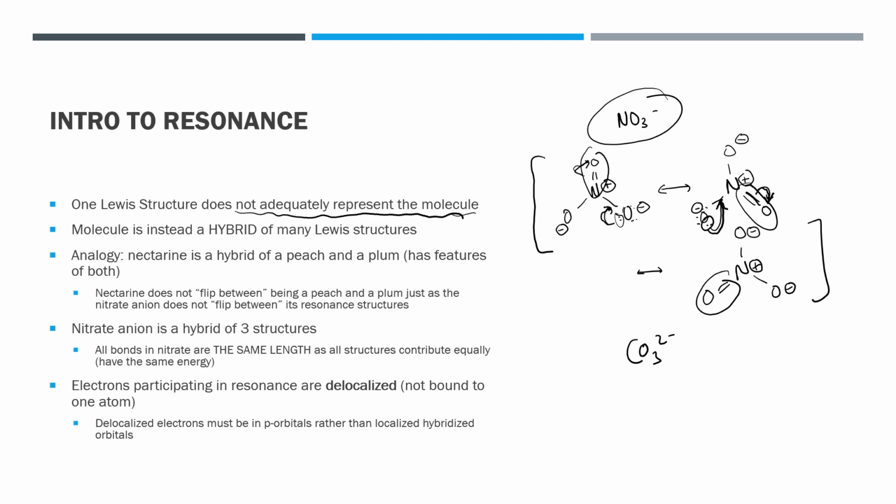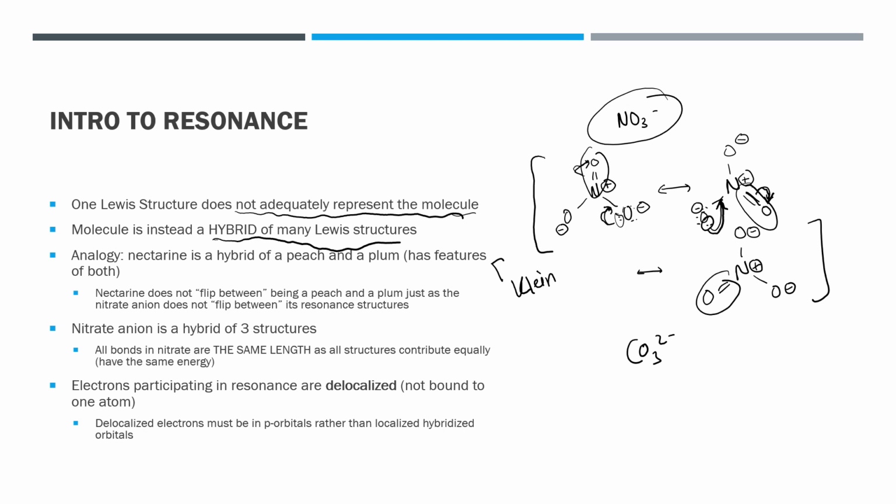That's all I'm doing. Okay, so the molecule is instead a hybrid of many Lewis structures. And what exactly does that mean? Let's think of an analogy. This is an analogy that Klein gives in his organic chemistry book. It's a really good analogy, and I thought it was very useful. It's basically like a nectarine. A nectarine is a hybrid of a peach and a plum, right?